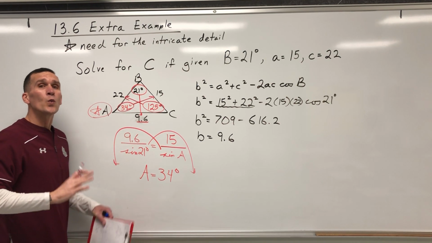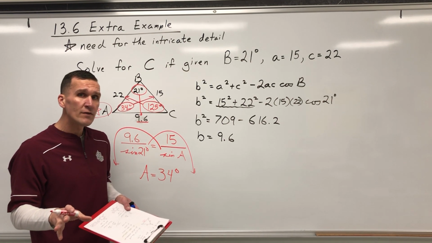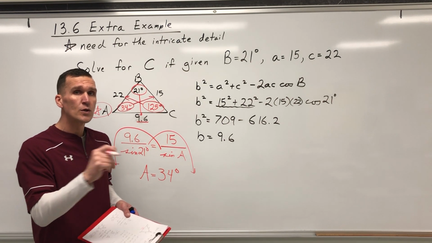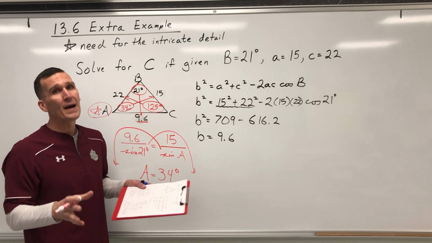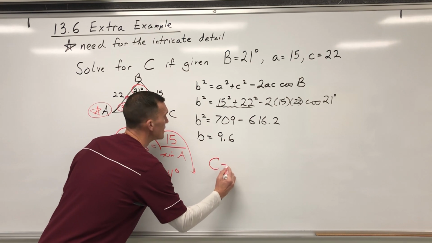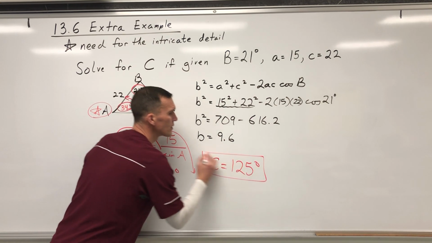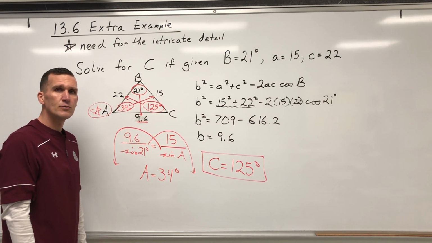So you guys, when you're doing the law of sines or law of cosines, please make sure that if you have a choice of finding angles, you look at those intricate details. It might make a difference. So you guys, angle C is equal to approximately 125 degrees. And that is the correct solution.